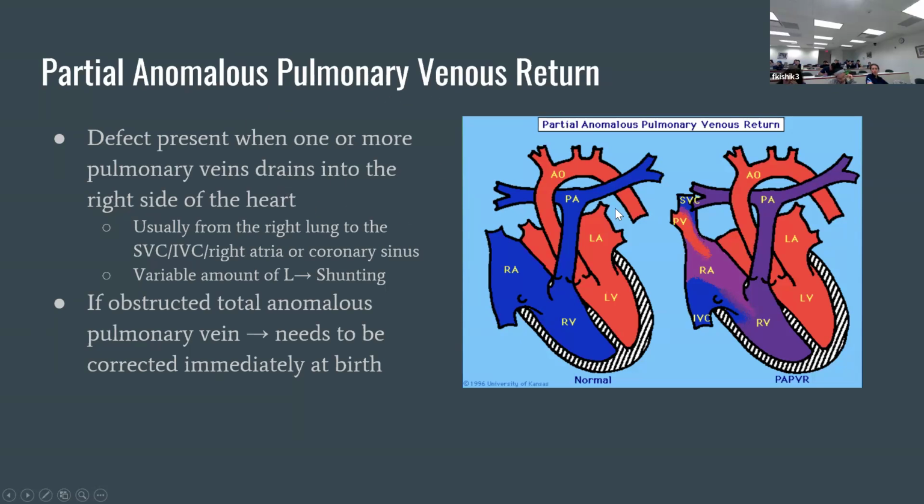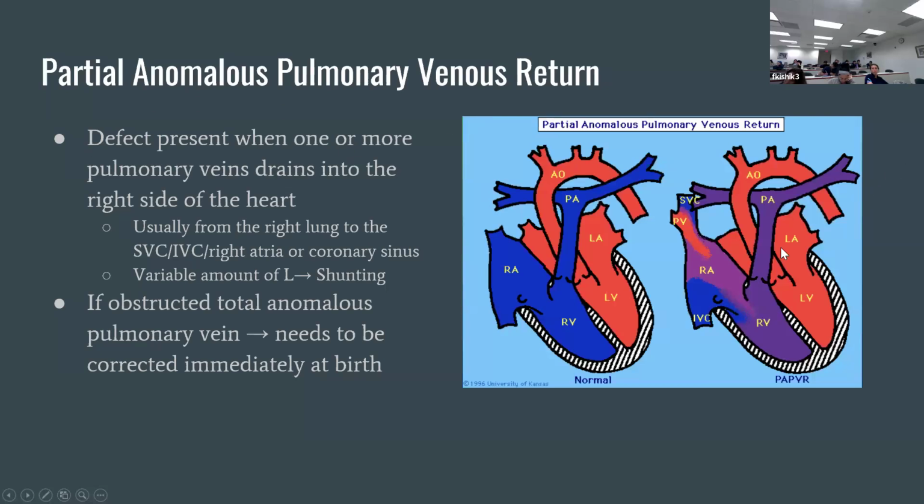So partially means that there's still some flow from a pulmonary vein going to the correct location. Obstructed total anomalous pulmonary vein means that all of the pulmonary veins are dumping into the right side of the heart, which is a problem. The pulmonary veins go back to the left side of the heart with the oxygenated blood. So if those are all dumping into the right side of the heart, that needs to be corrected at birth, and that will be a more severe case than partial anomalous.